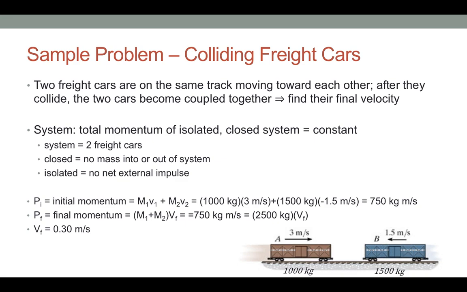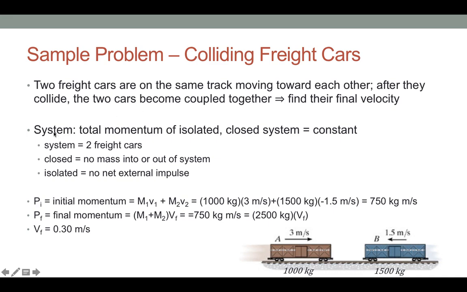The first example I want to consider is one you've already done in freshman physics. So this should be very straightforward. Here we just have two freight cars. They're on the same track, and they're going to be moving towards each other. They will collide and basically become coupled together. I want to find their final velocity, and it'll only be one because they'll be stuck together.